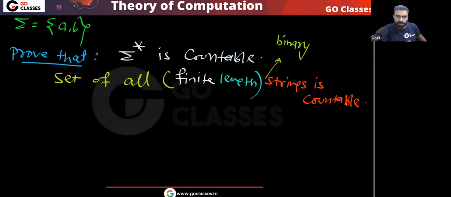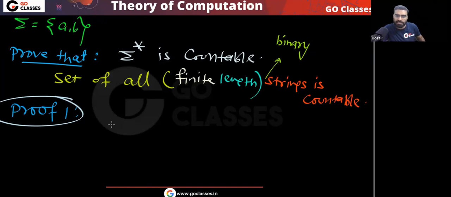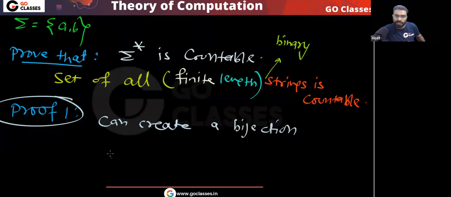What is proof number 1? You can create a bijection between sigma star and the set of natural numbers. Yes or no? We can create a bijection, a one-to-one correspondence, between this sigma star and the set of natural numbers. Very easily you can create this bijection.